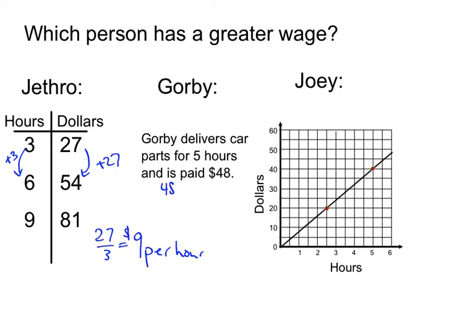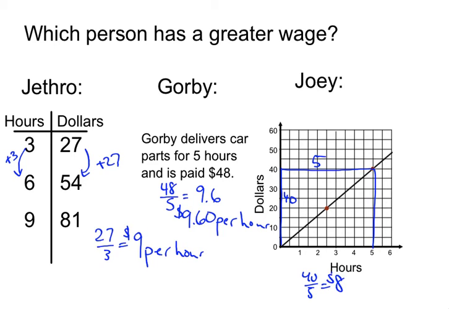Gorby makes $48 in 5 hours. That's 9.6, so Gorby's making $9.60 per hour. And Joey, it looks like in 5 hours, Joey made $40. So we've got 40 over 5, and 40 over 5 is 8. So Joey is making $8 per hour.